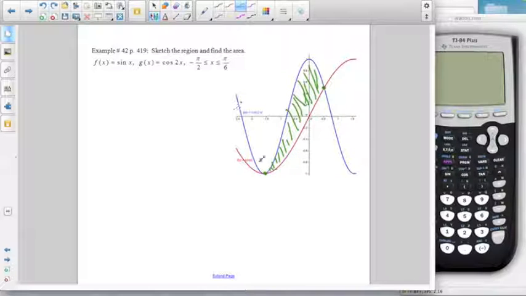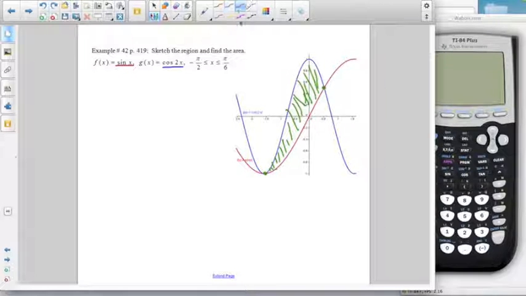And so if we look at that region, we see that the blue function, which is a cosine function, is the upper function or the greater function throughout that entire region. So we do not need to have two integrals. We can get away with just one integral. The lower function is sine of x.